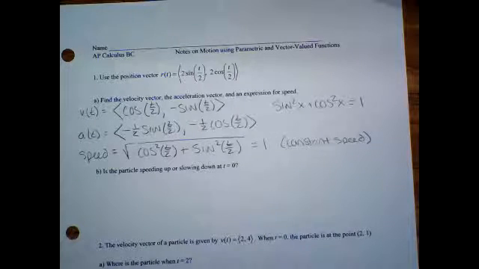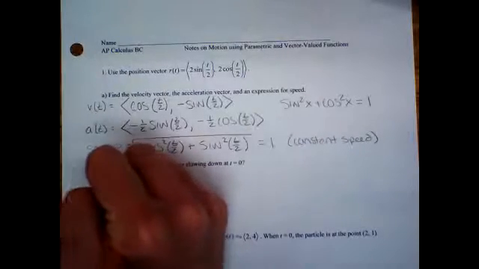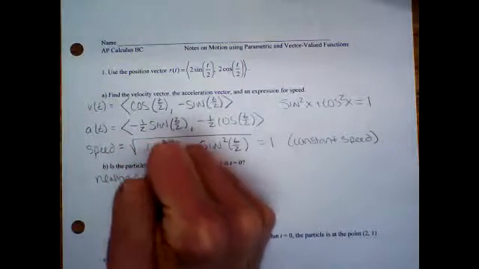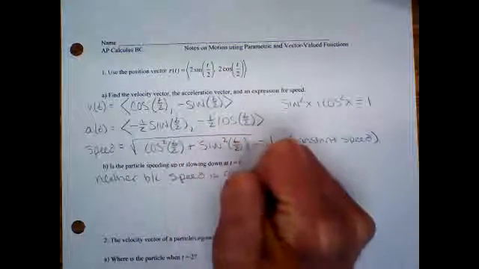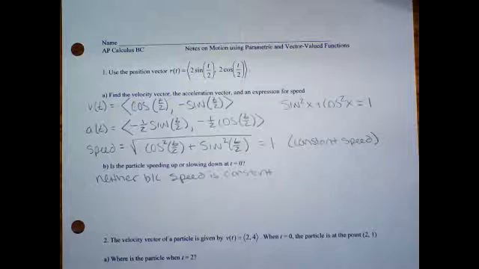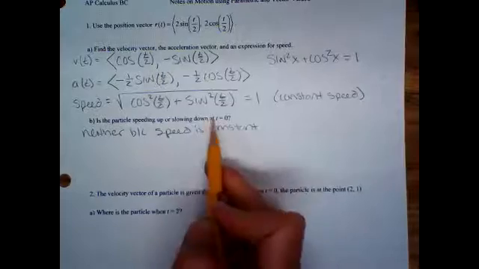All right, part B. Is the particle speeding up or slowing down at time 0? Well, neither, because we just said speed is what? Constant. But humor me while we look at it a little bit more in depth, because I want you to understand. You guys actually asked me about this at the end of last class, so this will be interesting for us to go through. All right, it says at time 0.